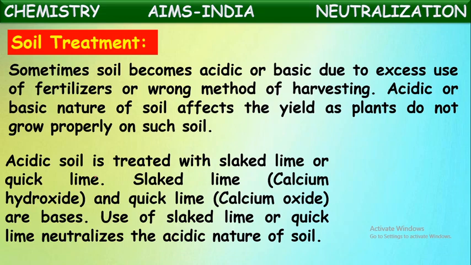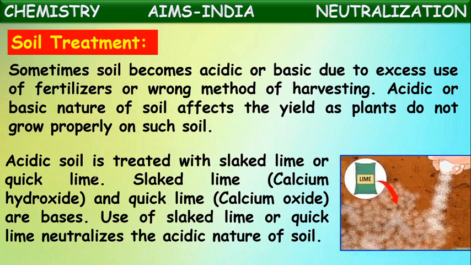So these are sprayed on the land. What happens then? These react with excess acids present in the soil, and they neutralize them, and hence the soil becomes normal. The acid will be neutralized with the base which we spread there.